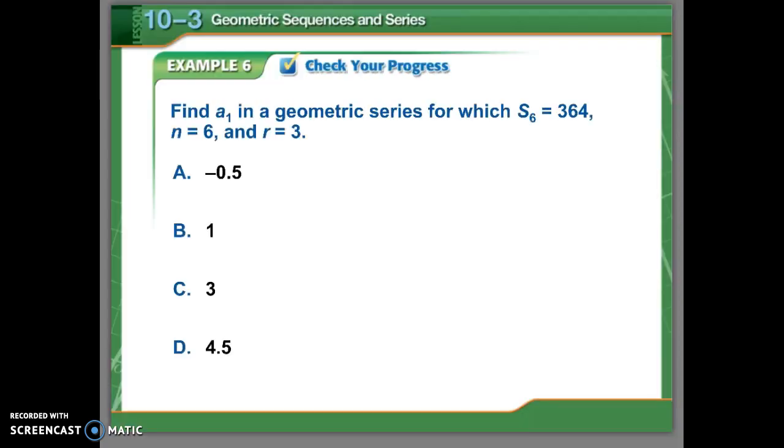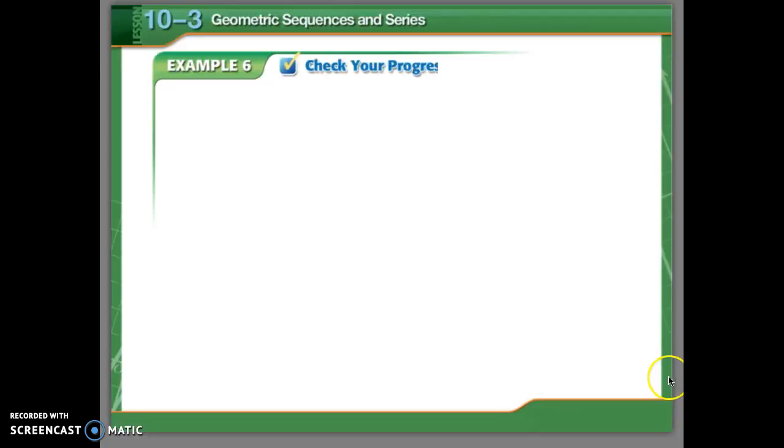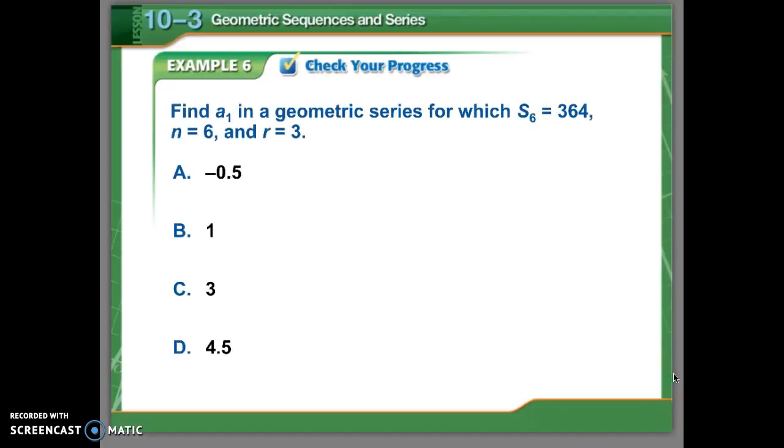And we've got a check your progress problem for this as well. Go ahead and pause the video, read through it, work it out. Answer will be on the next screen. And our answer this time is choice B, 1. The first term in this series is 1. And that brings us to the end of the lesson.